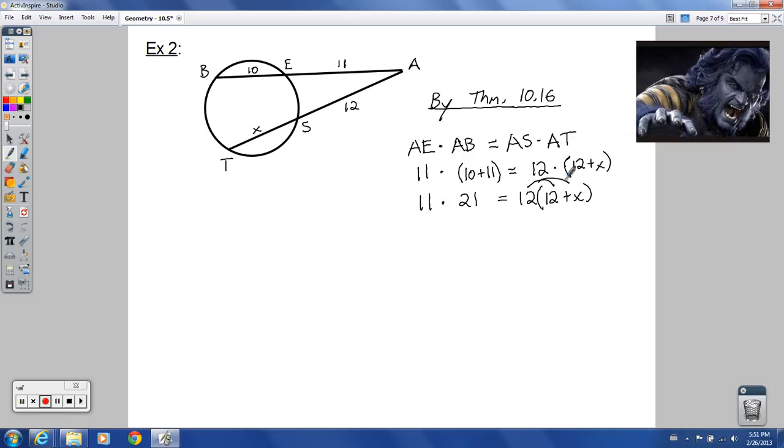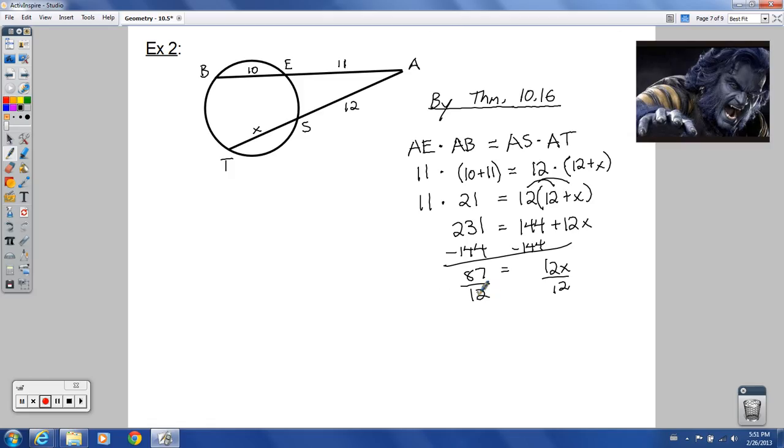From here it's going to be a matter of distributing. Multiplying this together, you get 231. This would be 144 plus 12x. Subtract 144 from both sides. It leaves you with 87. 87 equals 12x, divided by 12.